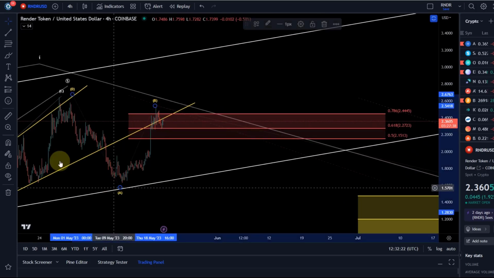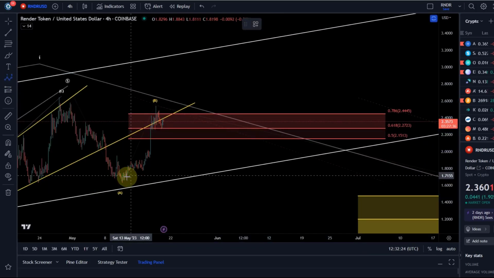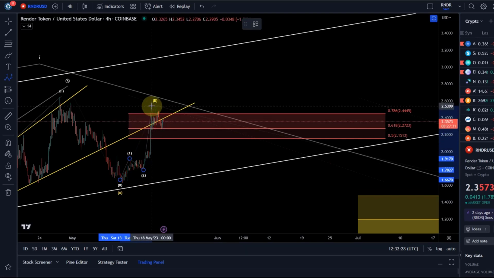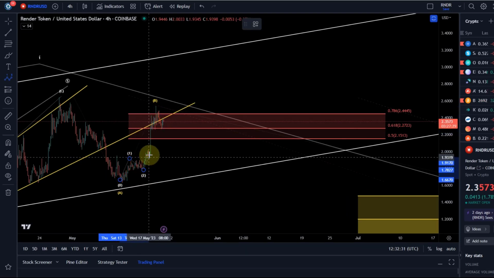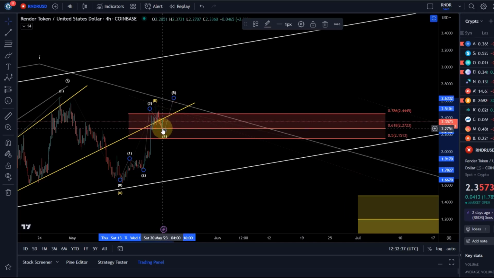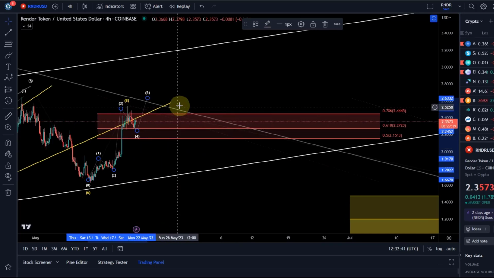So what I'm going to show you here is that this here is a 1, 2, in my view. This here was a 3. You have a small 1, 2, 3, 4, 5 in wave 3. This here might be a 4. And if we hold a certain level that I'm going to give you now, we can get 5 waves up.